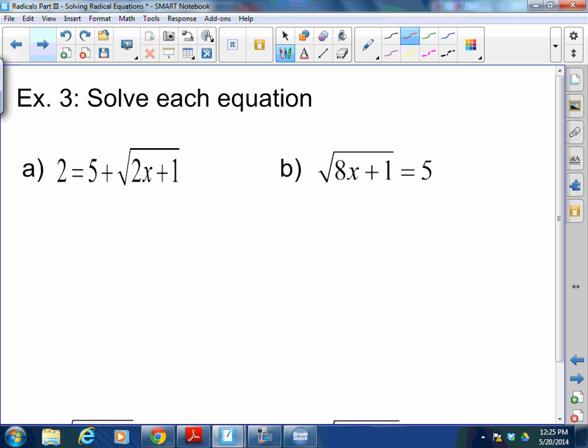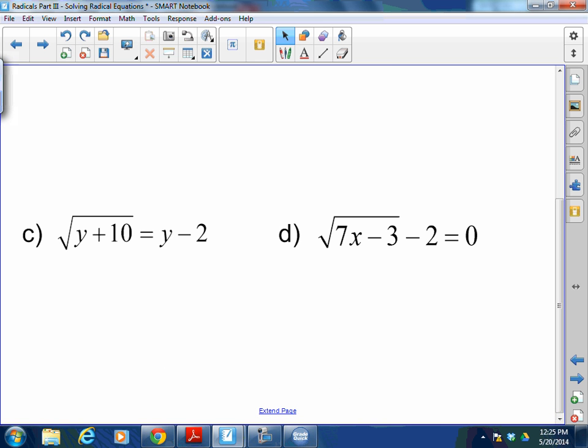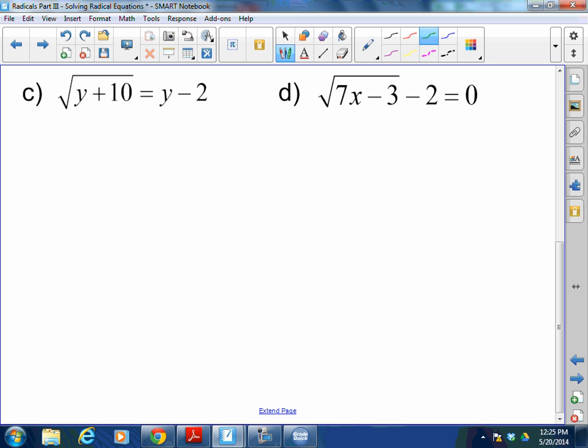Okay. I'm going to start at the bottom of these because I want to make sure that we get the hardest part, okay? So I'm gonna do C and D, and then I'll do A and B. Nothing new here, except you're gonna have to use some old knowledge. You're gonna have to use your skills, which I know you have. So first of all, the radical's by itself on one side, so I'm gonna square both sides.